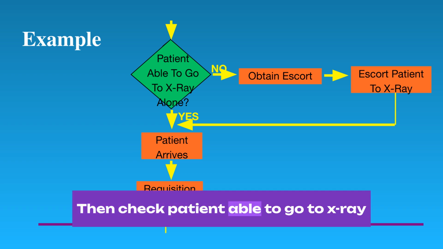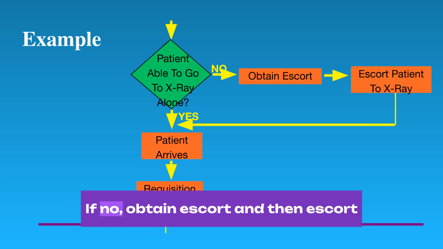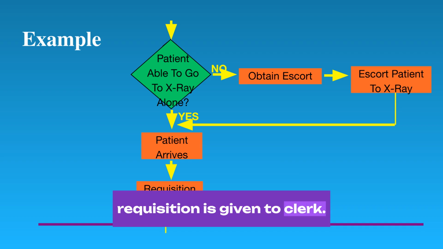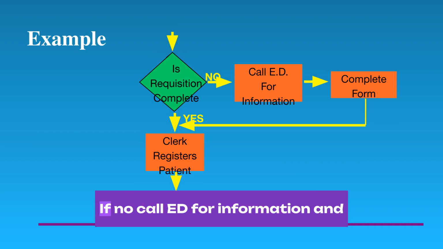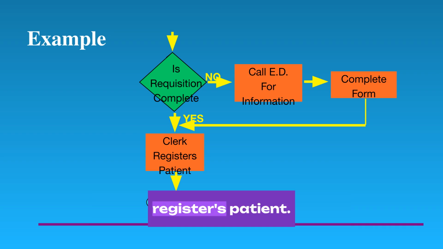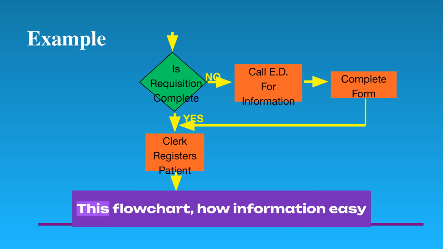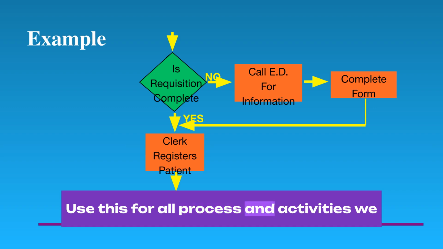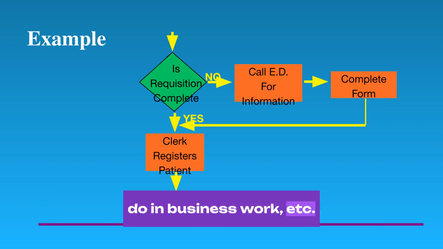Then check: is the patient able to go to X-ray alone? If no, obtain an escort and escort the patient to X-ray, and when the patient arrives, the requisition is given to the clerk. Is the requisition complete? If no, call the ED for information and complete the form, then move further to register the patient. Registered successfully. With this flowchart, the information is easy and understandable. This is the power of a flowchart. Use this for all processes and activities we do in business, work, etc.